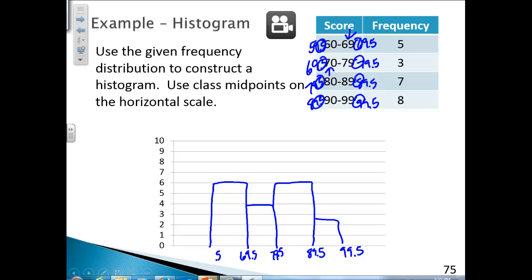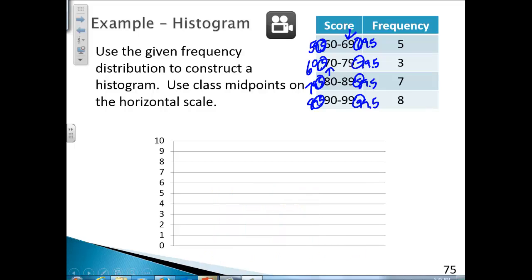Now, let's do the actual example that's on the screen. And still erasing everything we just talked about. Alright. Use the given frequency distribution to construct a histogram. Use class midpoints for the horizontal scale. So, let's figure out what are those class midpoints.